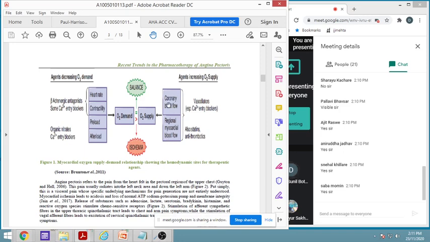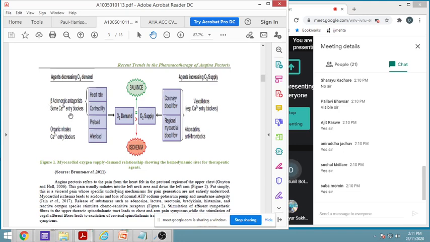These are the situations where the oxygen supply will be reduced, and if the demand is equal to supply, then it is a balanced one, no problem. But when the demand increases over the supply, that will cause ischemia, and this ischemia results in pain, which we call angina.